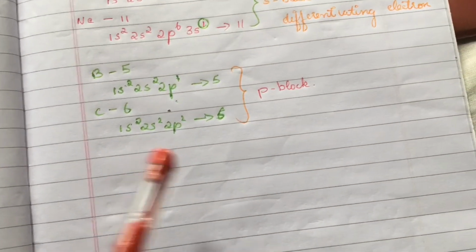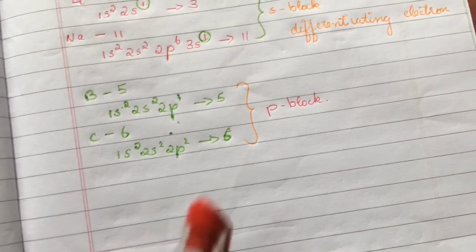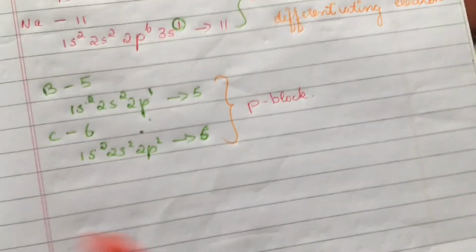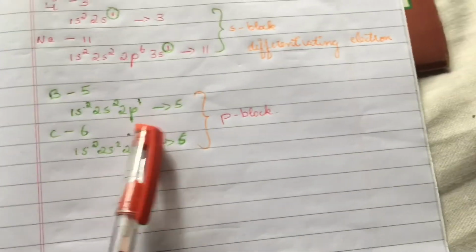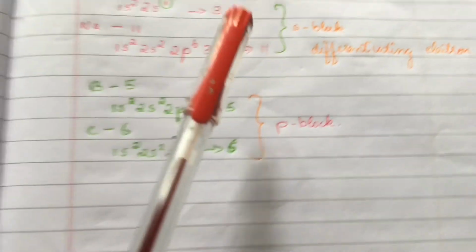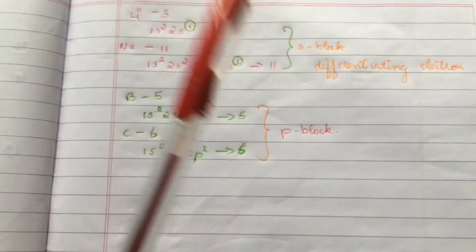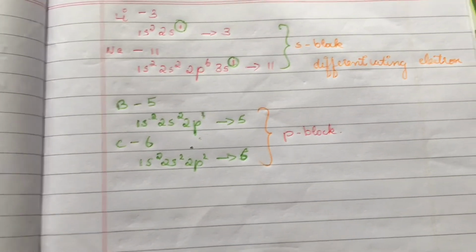That is, the last electron or the differentiating electron determines the block to which the element belongs. Here, as we have learned, since this electron enters the P subshell, they belong to the P block. Here, since they enter the S subshell, they belong to the S block. So by looking at the last electron, we can differentiate to which block they belong.